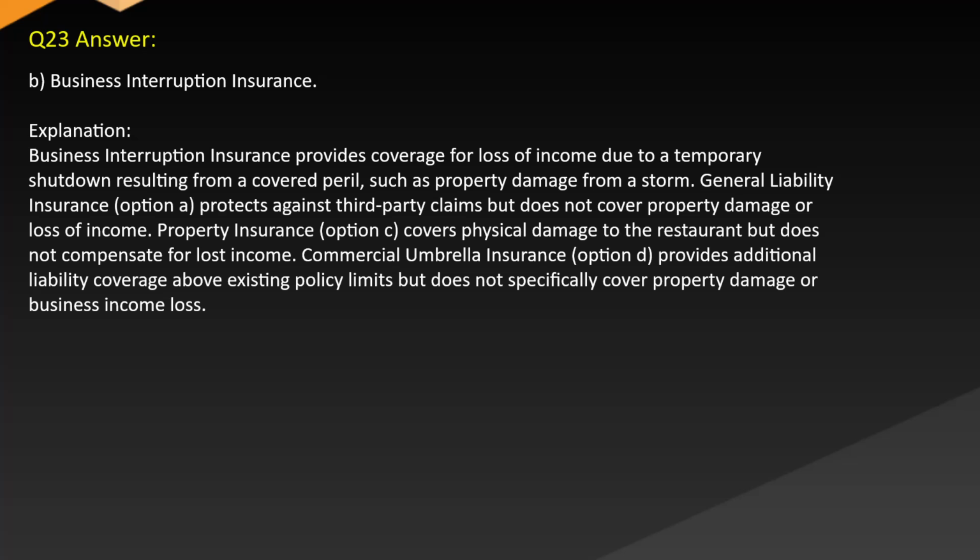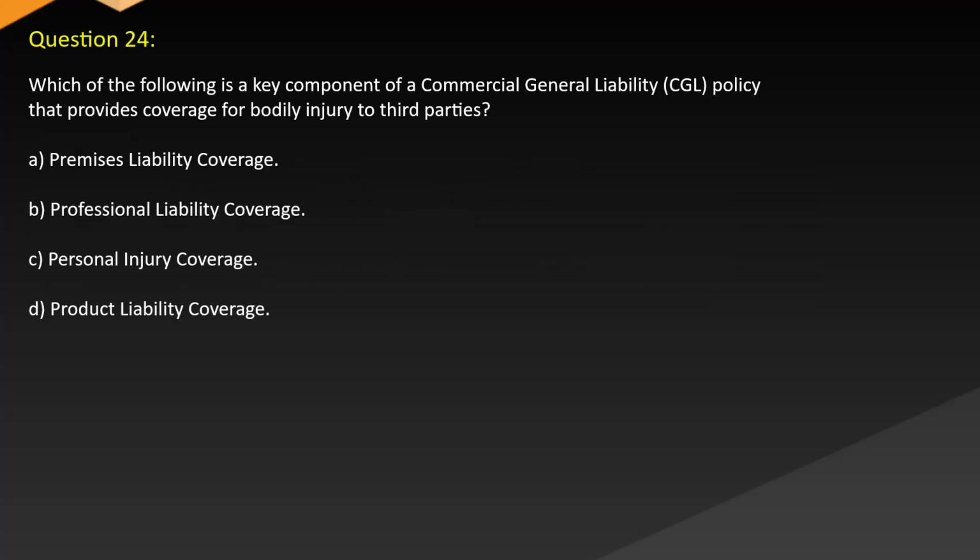General liability insurance, option A, protects against third-party claims but does not cover property damage or loss of income. Property insurance, option C, covers physical damage to the restaurant but does not compensate for lost income. Commercial umbrella insurance, option D, provides additional liability coverage above existing policy limits but does not specifically cover property damage or business income loss.